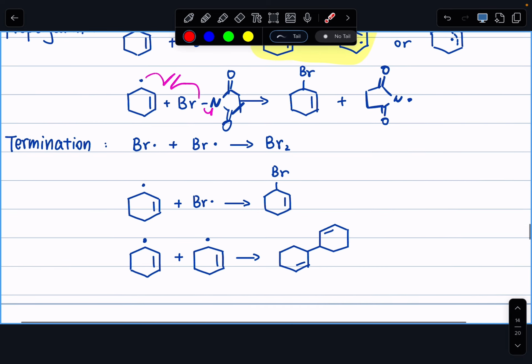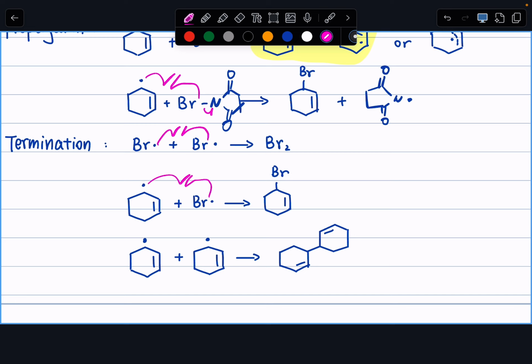And next up, we have different termination reactions. Either you have Br dot meet Br dot to form Br2, and this Br2 might go back to further react with your carbon-centered radical. You have the allylic radical terminate with Br dot. Or you can have the dimerization of your allylic radical species.